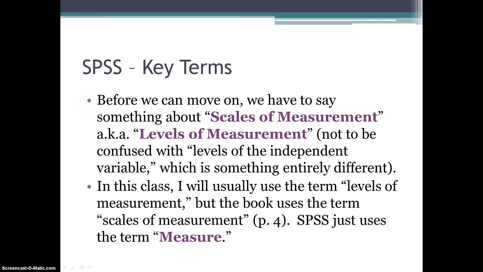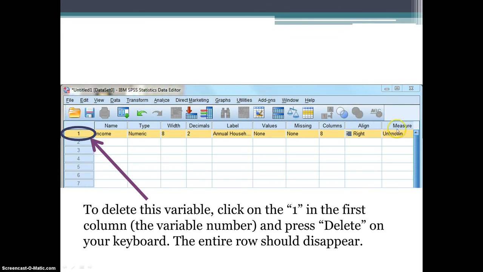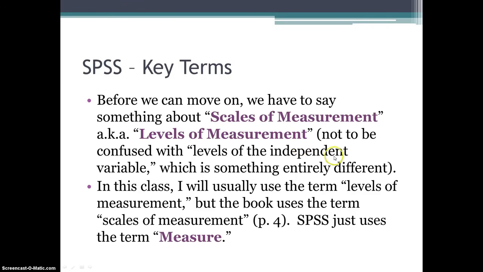Okay. So there's some basics. Before we can really move on and do much else with your variables, we have to say something about scales of measurement, also known as levels of measurement. This refers to the measure option where it says unknown. You need to set it, but you don't know how to set it until we explain all this. In the textbook, there's a section on page 4 called scales of measurement. When I say levels of measurement, it means the exact same thing. Just don't confuse that with levels of the independent variable. That's something entirely different.